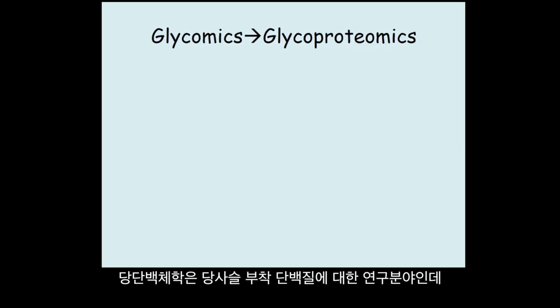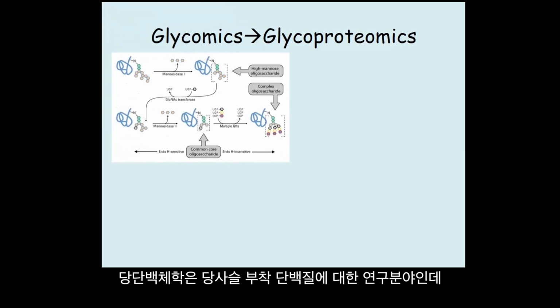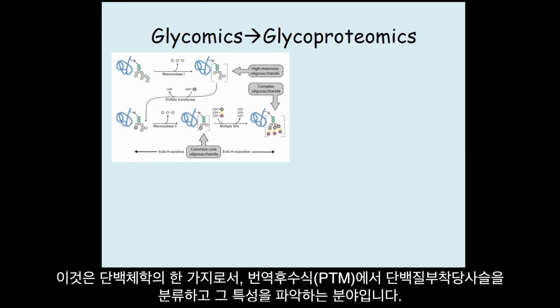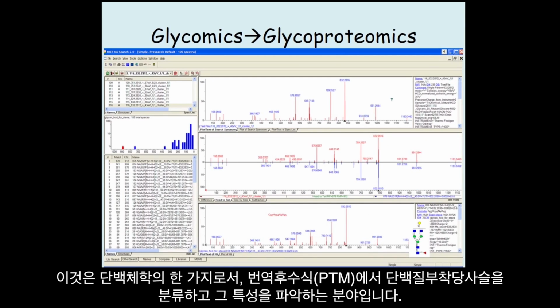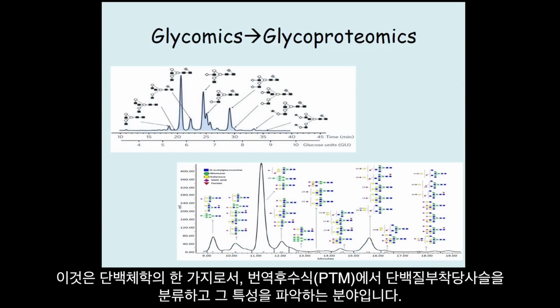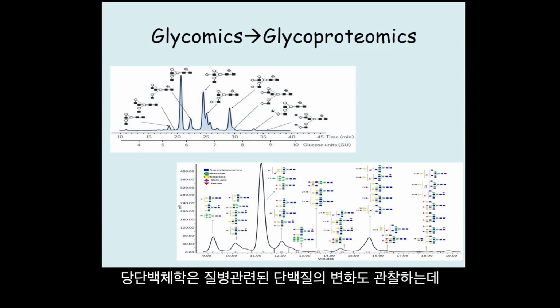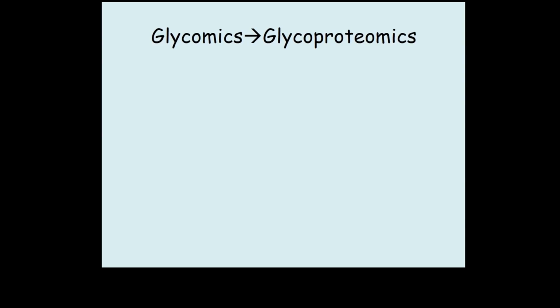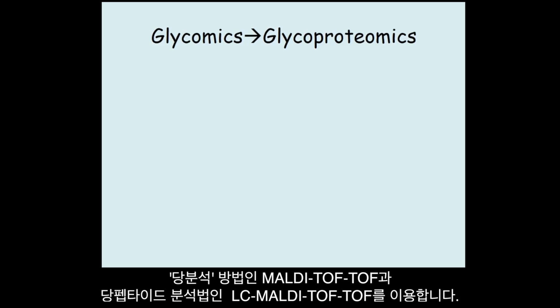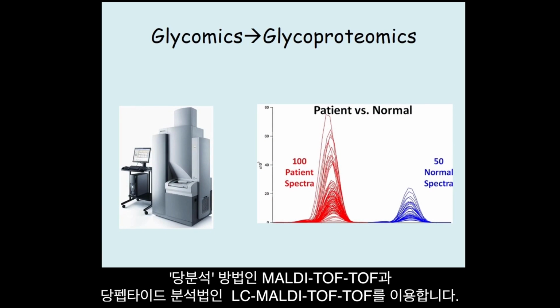Glycoproteomics is the study of glycome attached to the proteins. It is the branch of proteomics that identifies, catalogs, and characterizes proteins containing carbohydrates as a post-translational modification. Glycoproteomics also studies the change or modification of protein which is associated with the disease using the combination of conventional glycan analysis through MALDI-TOF and glycopeptide analysis through LC MALDI-TOF.